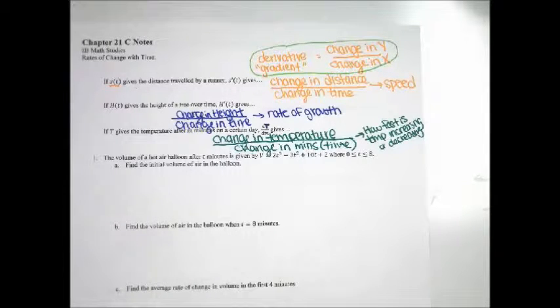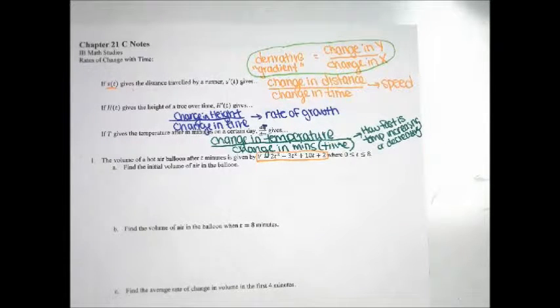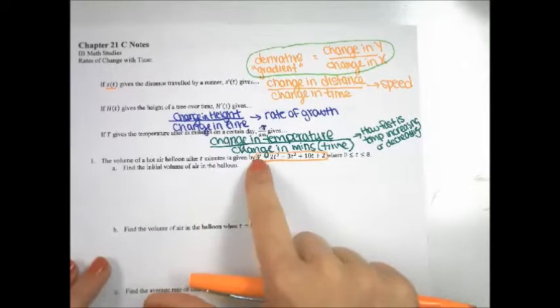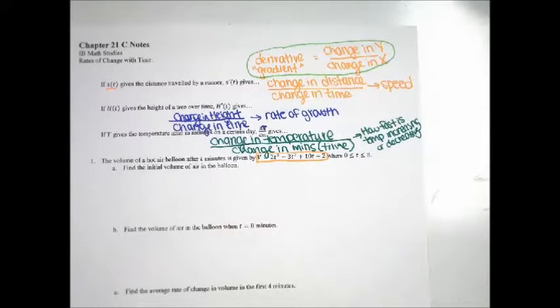So whenever we find our derivative function, when we have a word problem, it's good to take note of what our derivative would even mean, and that's what I was working with there. So for question 1, the volume of a hot air balloon after t minutes is given by this equation. So we are putting air into a hot air balloon, or taking it out, I'm not sure, we'll need to look at it. But the volume of air inside the balloon is given by this.